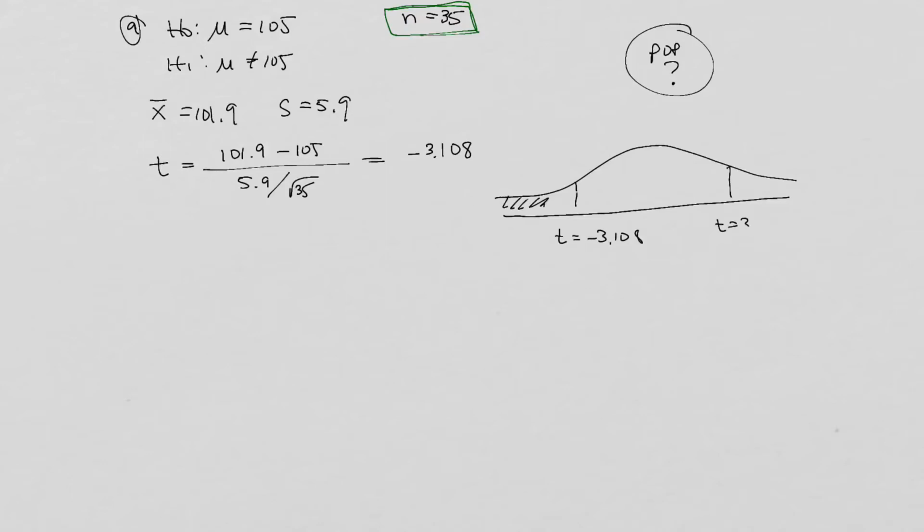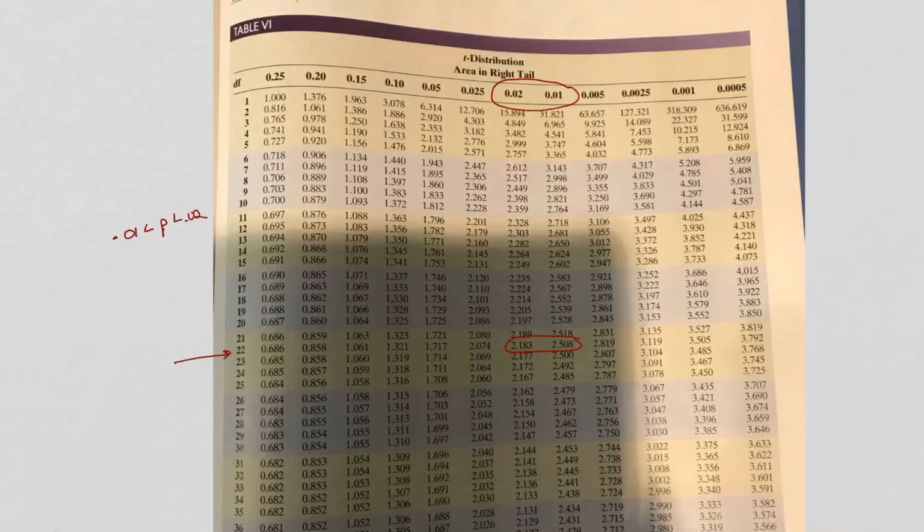From its positive counterpart, add them together, and that gives me my grand total for the p-value. Okay. All right, so let's look at our chart. In this case, the degrees of freedom is going to be 34, and I want a t-score of 3.108. So let's look at our chart again.